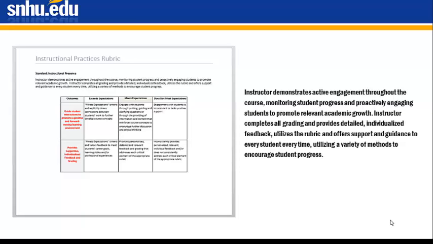Instructor completes all grading with detailed, individualized feedback, utilizes the rubric, and offers support and guidance to every student every time, using a variety of methods to encourage student progress.